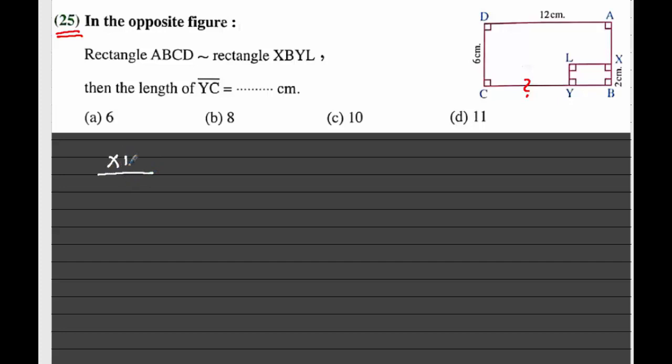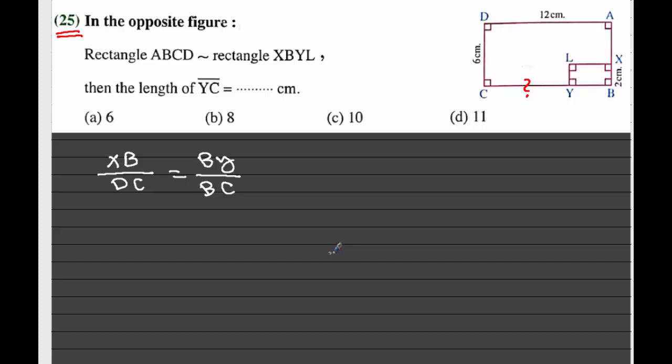So XB over DC, where is XB? XB over DC equals BY over BC. BY, where is BY? Here. BY over BC. Okay, the corresponding sides are proportional.